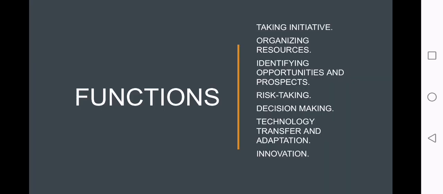So what are the functions of an entrepreneur? He takes the initiative. I told you, he organizes the resources, he identifies opportunities and prospects, he takes the risk. Now this is important because the payment for entrepreneurship is profit. So he has to work for it, he has to take a risk of loss, basically the opposite of profit. He does the decision making. He's not the manager, but he's the decision maker. Then technology transfer and adaptation and innovation. So all of these are functions of an entrepreneur.